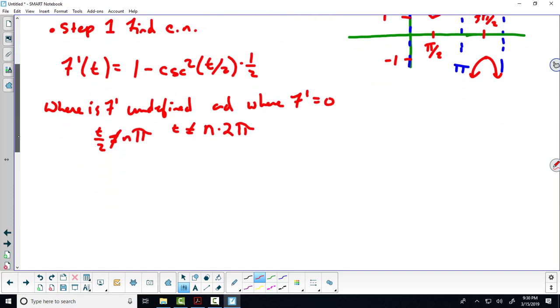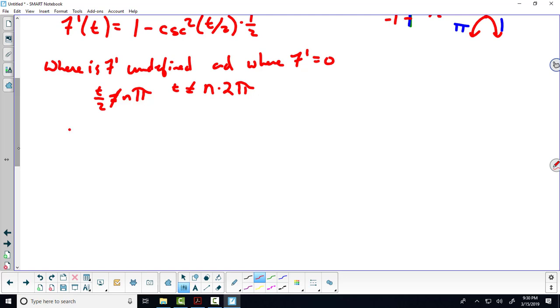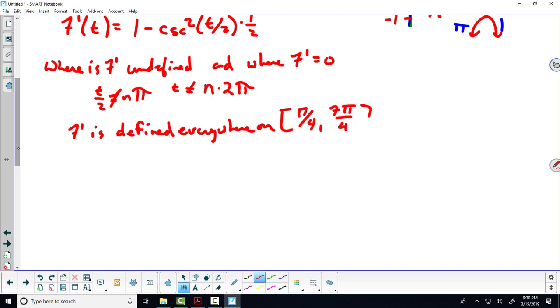Okay? So let's just say that f prime is defined everywhere on the interval pi over 4 to 7 pi over 4. Great. So then we want to ask, well, where is f prime of t equal to 0? So we set f prime of t equal to 0. That happens when 1 minus the cosecant squared of t over 2 times 1/2 is equal to 0.